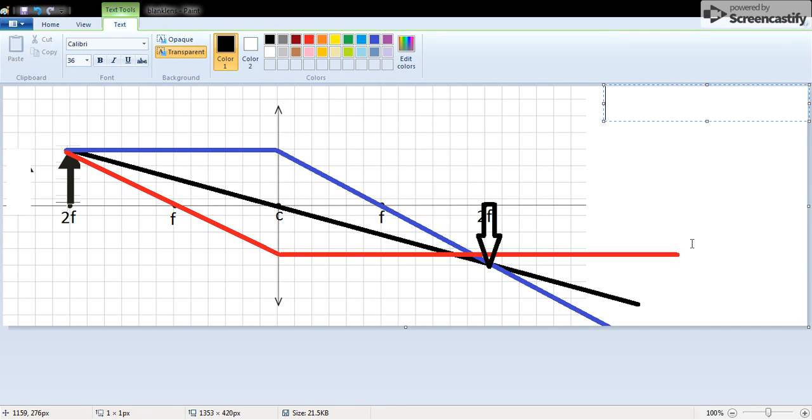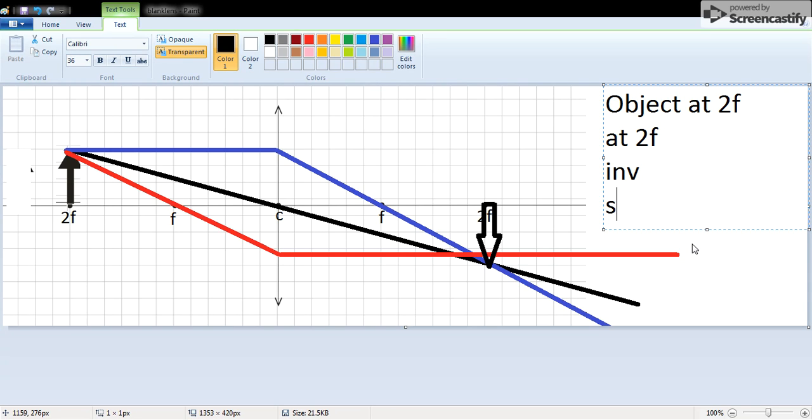This means for an object at second focal point, the image is also at second focal point. It's inverted. It's the same size. And it is still real because real beams of light converged on this spot. So this one makes a perfect replica of exactly the same size as the object.